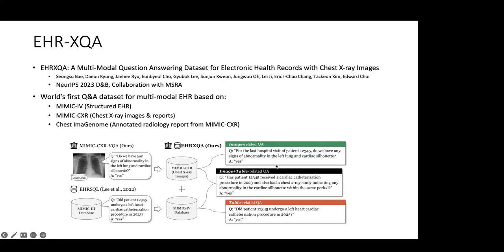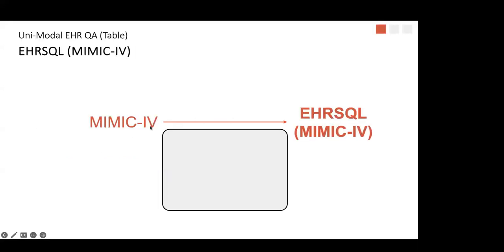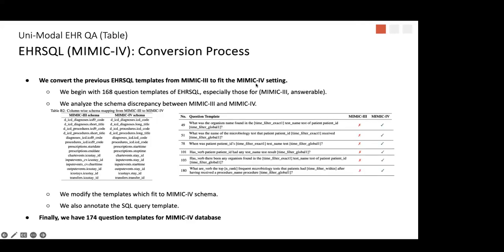So EHRXQA has image-related QA, table-related QA, and multimodal QA all at the same time. In order to do that, we had to build unimodal question answering first: unimodal QA for table, unimodal QA for image. Thankfully for table, we already had EHRSQL, the previous project, but it was based on MIMIC-III. So all we needed to do was adapt MIMIC-III to MIMIC-IV, with just a little bit of schema change. It didn't take too much time, thankfully, so we had a good starting point.